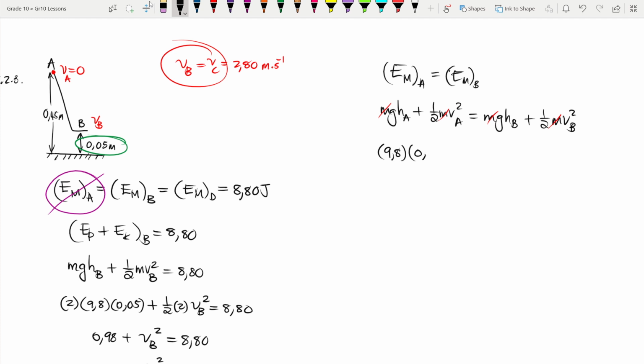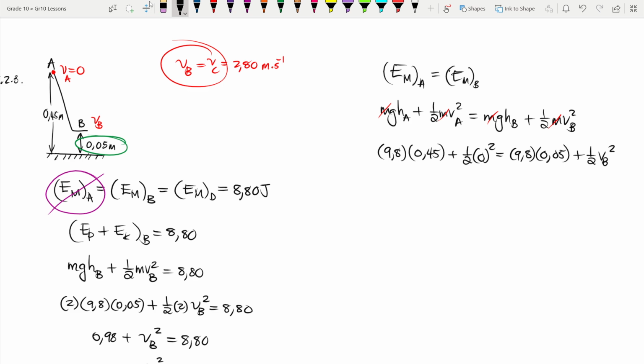The HA is 0.45 from what we calculated before, plus 1/2 VA, which is just 0. This is equal to 9.8 times the height at B, 0.05, plus 1/2 VB squared. With this, we'll find the exact same answer if you actually calculate. So you have 2 ways of doing this: just finding the mechanical energy at 1 point and then working out the other points, or just relating all the information at 2 points.